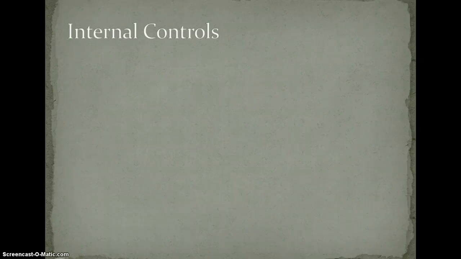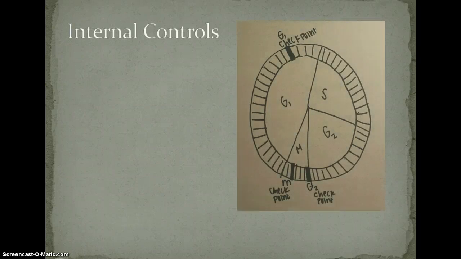Okay, so we're first going to talk about internal controls, which are also labeled as checkpoints or sometimes stop and go signals in the cell. Here we see a picture of a time lapse of interphase, and in the G1 phase, you can see the G1 checkpoint. Right after the G2 phase, you can see the G2 checkpoint and the M checkpoint right here.